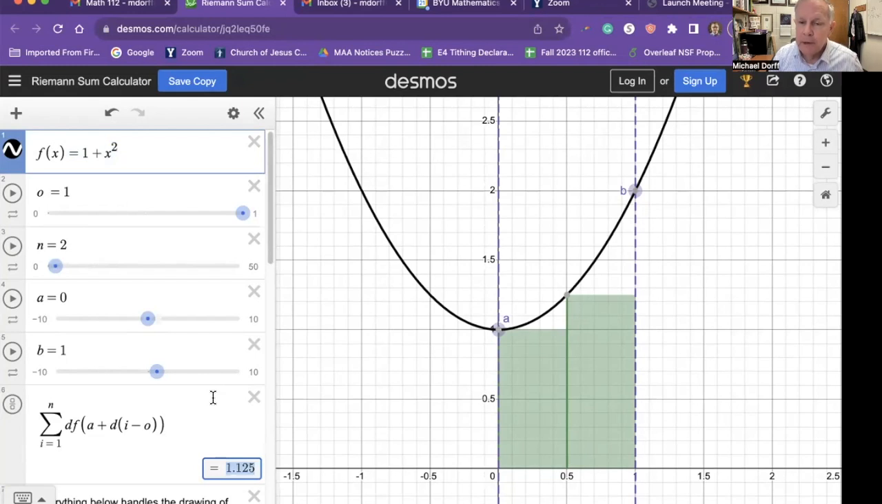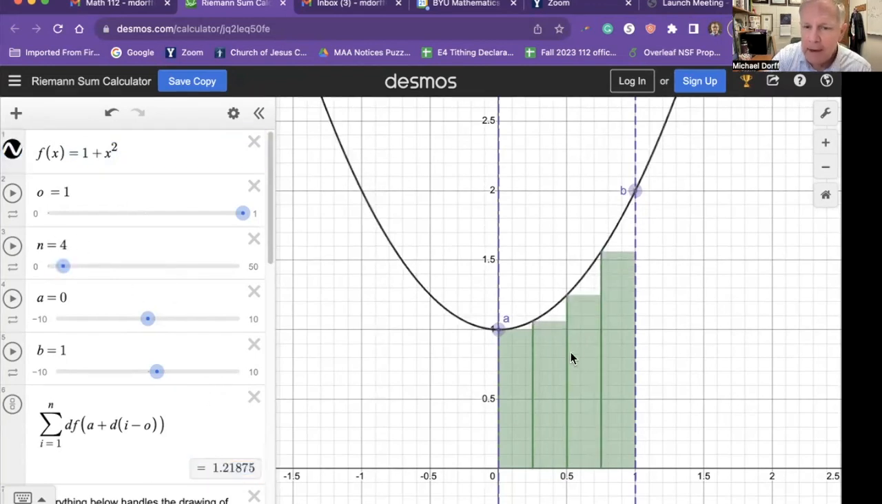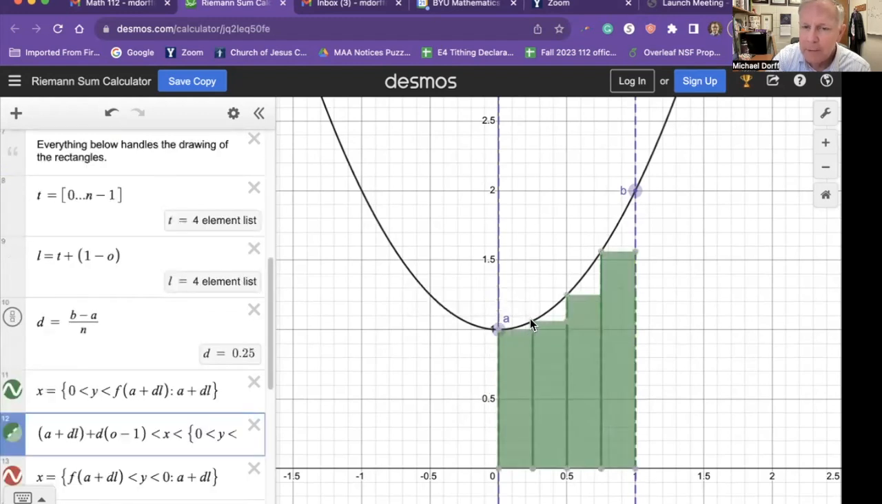Remember the previous one, when we did one rectangle, we had a value of 1. Now we have 1.125, and that's getting closer. Well, I can keep doing this. I can go up to 4 rectangles. And if I do that, now the base of each rectangle is a fourth, and the height, again, I will take the left x value in each rectangle, plug it into my function, 1 plus x squared, and that will give me the height value. So at each of these, I get the height value, and I can then use those to figure out the area of each rectangle.